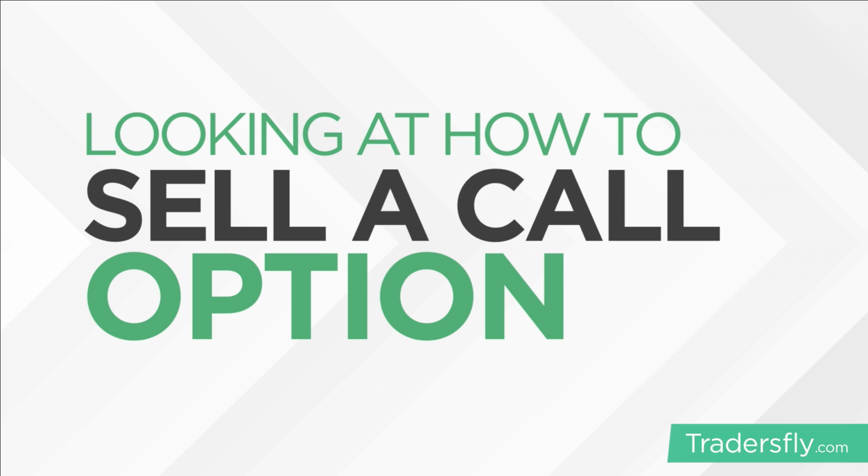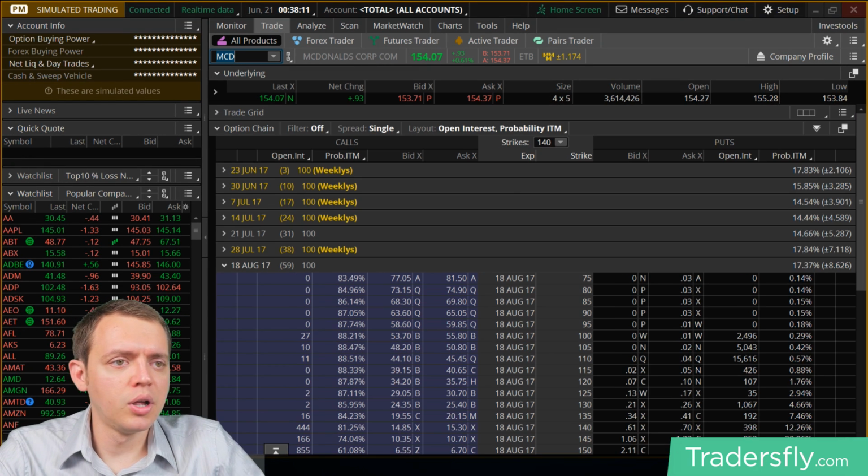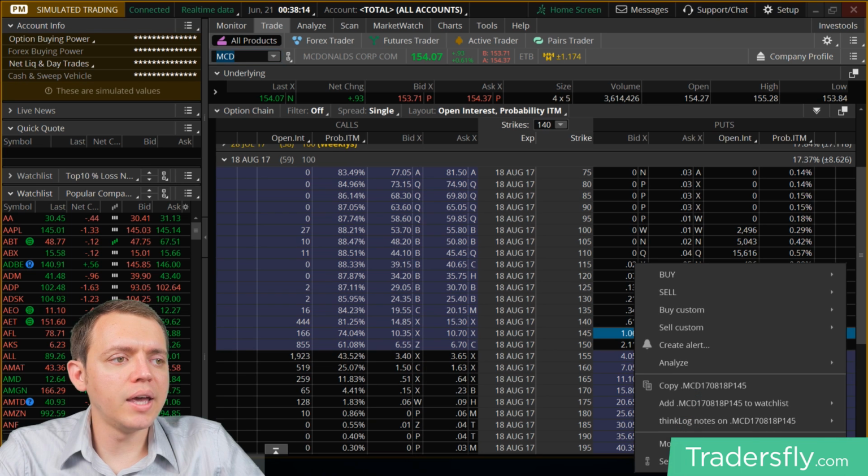Let's take a look at how to sell a call on an option trading platform, because that's a little bit more direct to what you'll be looking at. So the first thing I want to do is show you, let's just take McDonald's for example. Just want to show you what buying a put looks like on a risk profile picture.